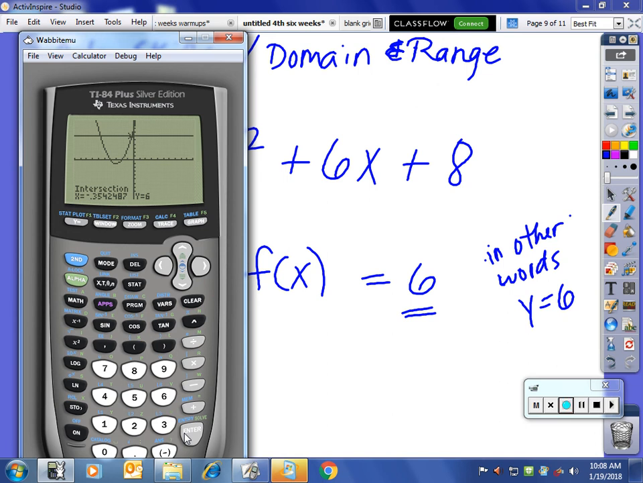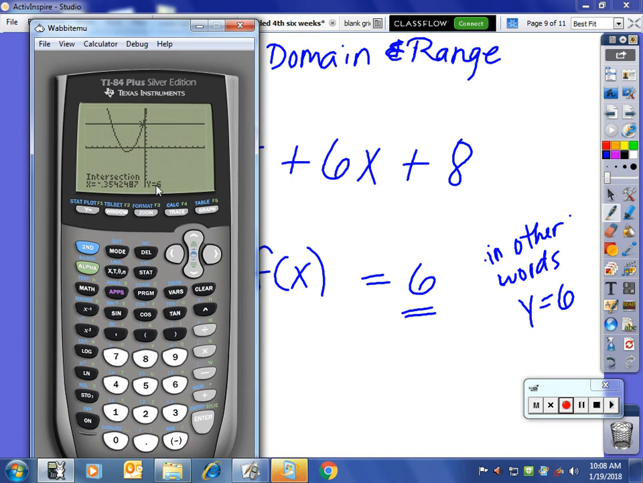Now, look at the y value it gives you once I have the word intersection. What's my y value? 6. That's what I knew when I started. I knew the y value had to be 6. I was trying to find the x value. What's the x value?